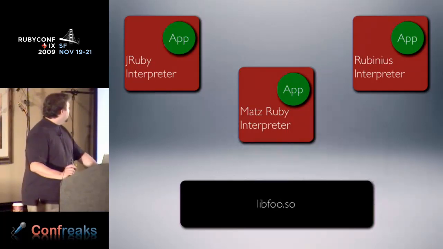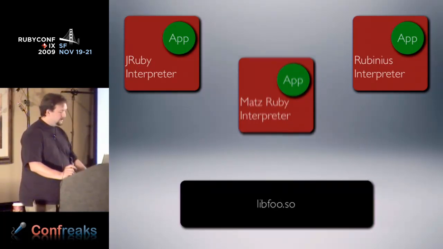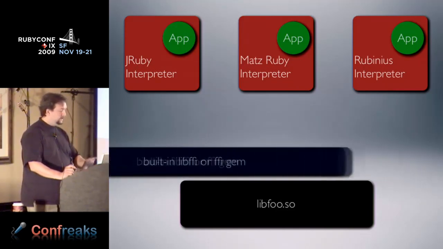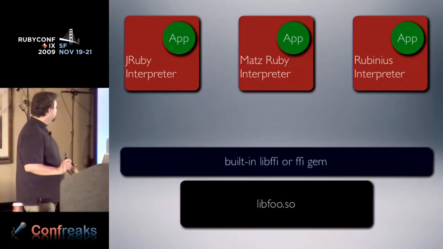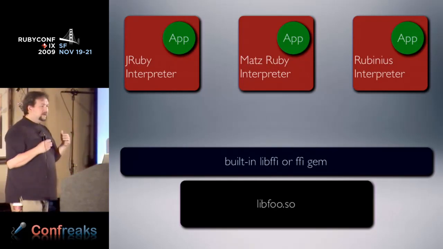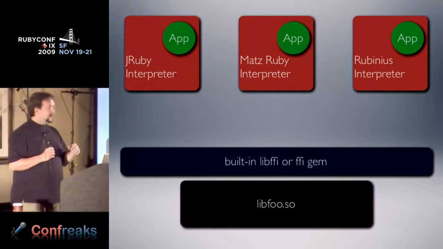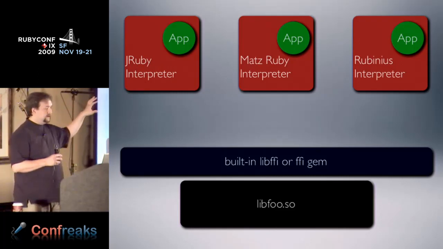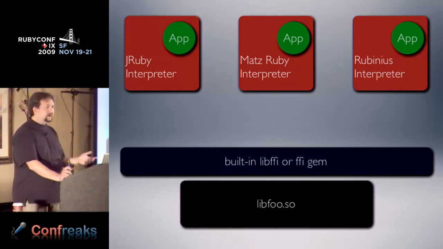So what we do is we're going to just get rid of that straight extension and put all of the interpreters all on the same level playing field. And what this means is they're all going to be considered exactly the same in this sense. Then we're going to insert into that stack libffi, which is compiled in with JRuby, or the FFI gem, which you can use in the MathRuby interpreter.